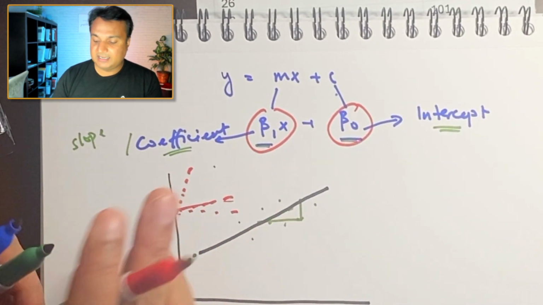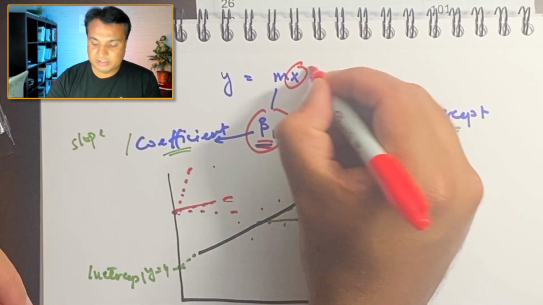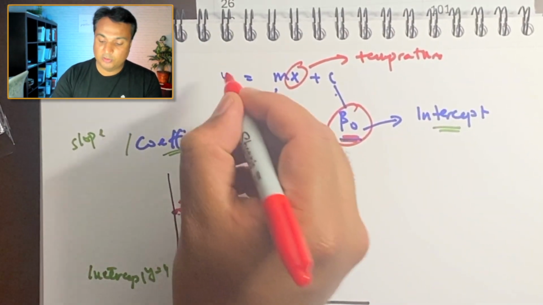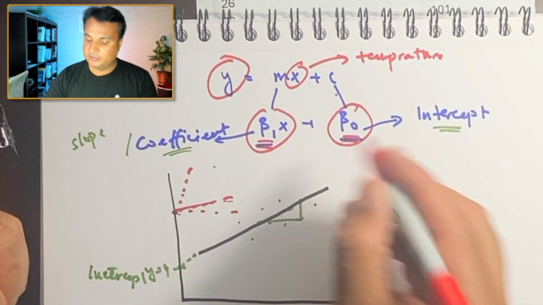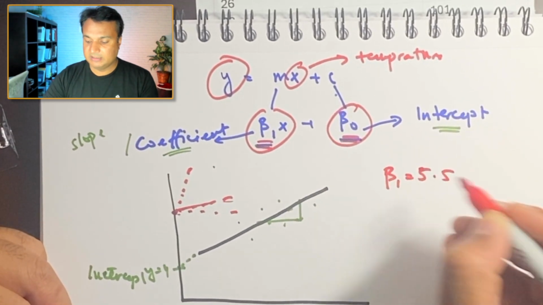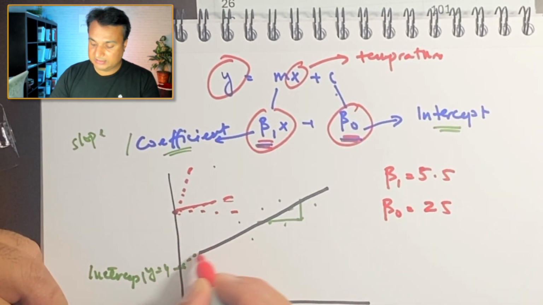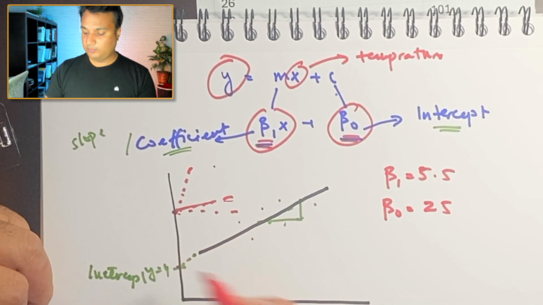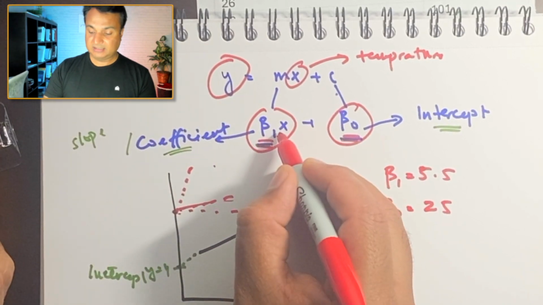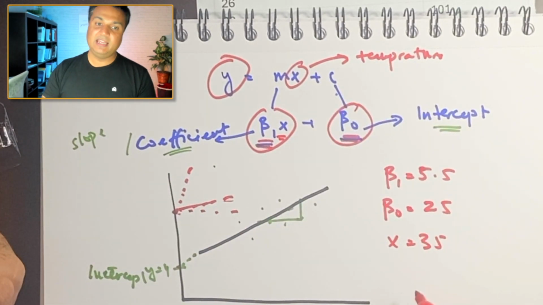Another beauty of this is that once we have figured out the value of beta 1 and beta 0, for each value of x, which is temperature in this example, we can find the value of y. So for example, if we know that the value of beta 1 is 5.5 and beta 0 is, let's say, 25, where this line intersects the x equal to 0 point, and then for each value of x, let's say we want to know the estimated sales when x, which is temperature, is 35, we can just plug all these values into this equation and it will give us the result.